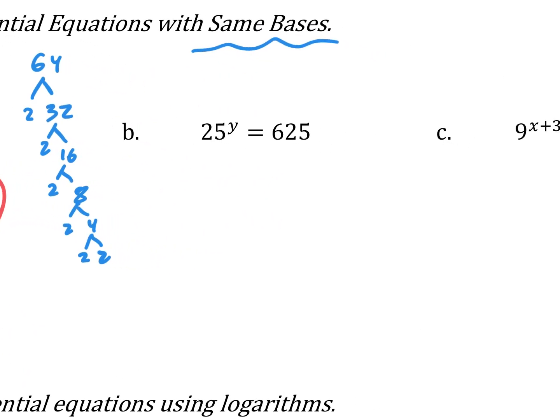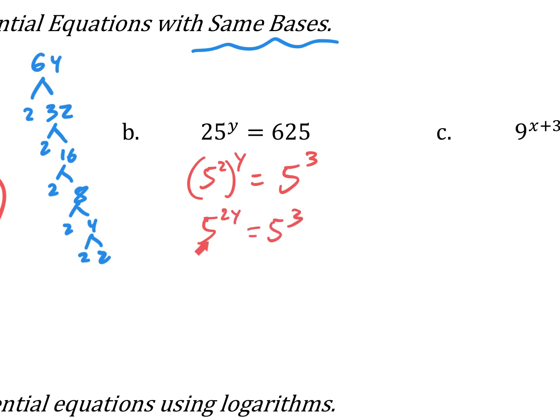Well, how about this? We've got 25 to the y. Well, 625 is not 25 squared or anything like that. If you square 25, you're going to get a number bigger than 625. But you may notice that 625 is a power of 5. It is 5 to the third power. And 25 is 5 to the second power. And if we clean this up a little bit more, 5 to the second to the y is 5 to the 2y. And this is 5 to the third.